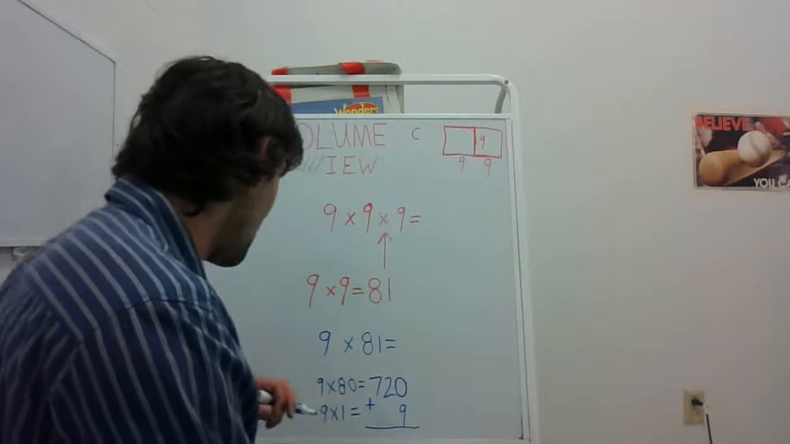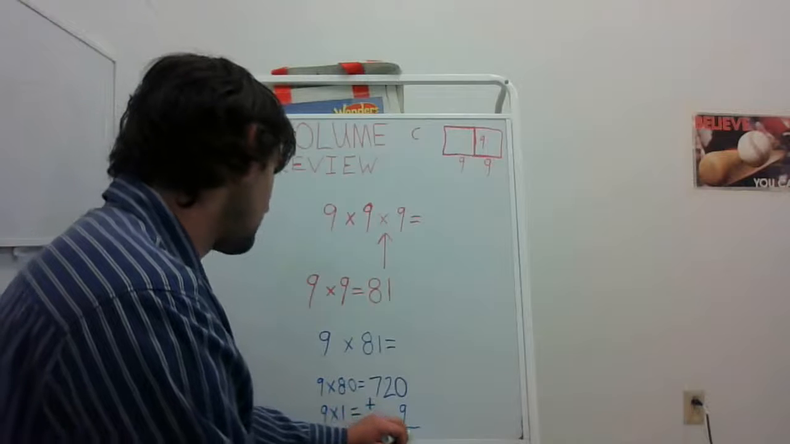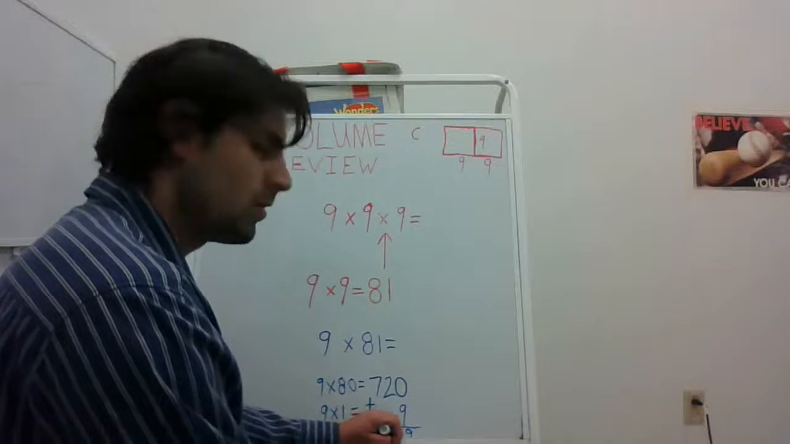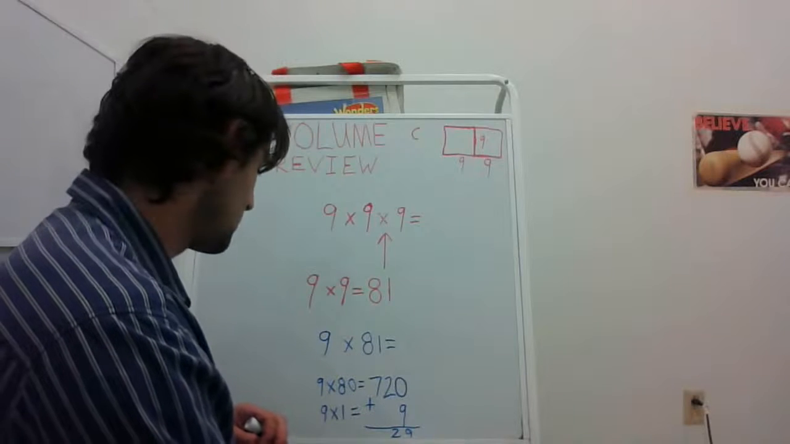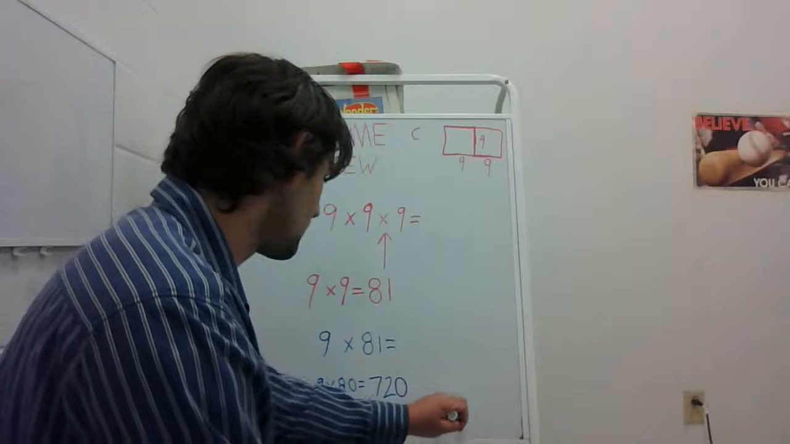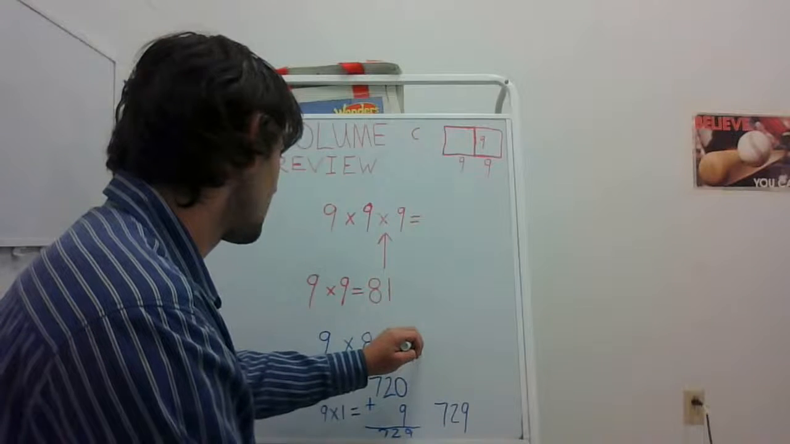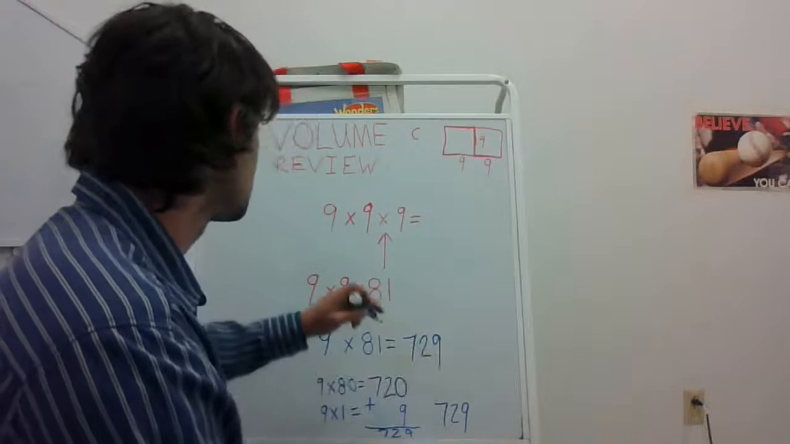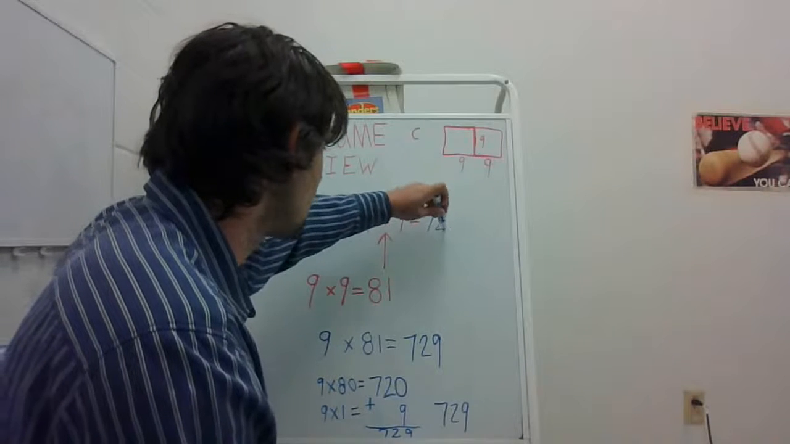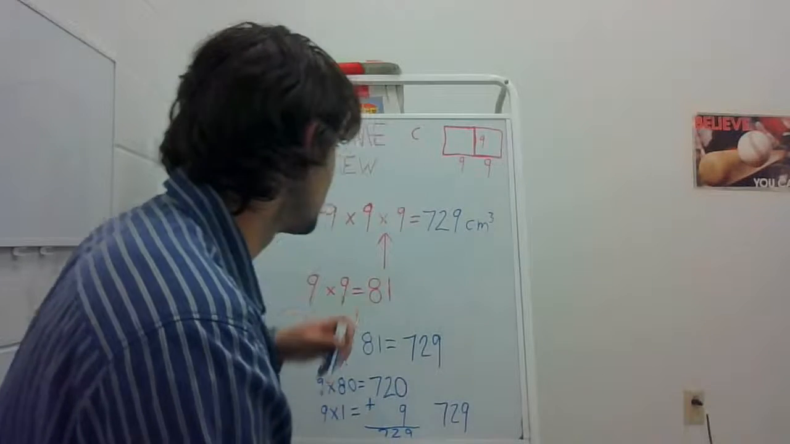Now I'm going to add my answers to 9 times 80 and 9 times 1. 0 plus 9 equals 9. 2 plus 0 equals 2. 7 plus 0 equals 7. So 729. So 9 times 81 equals 729. 9 times 9 times 9 equals 729. The volume of shape C equals 729 centimeters cubed.